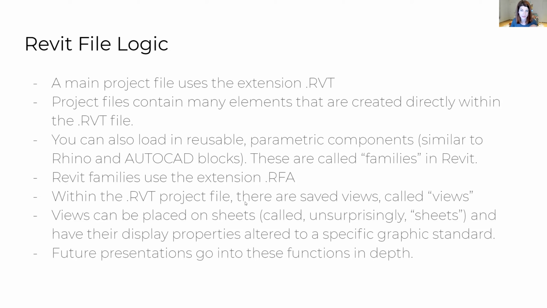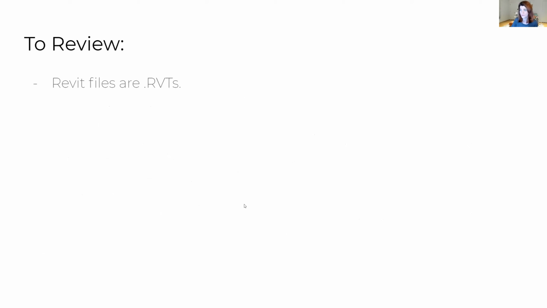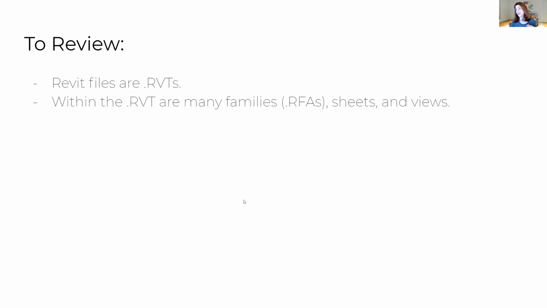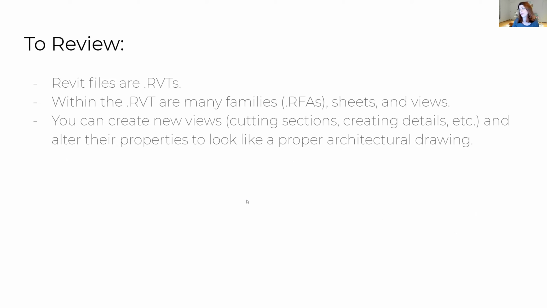So I will go into these functions more later. But just to review before we get started, Revit files are RVTs. Within the Revit RVT file, there are many families called RFAs. There are sheets, there are views. You can create new views to make sections or details or plan details, and you can alter their properties to look like a proper architectural drawing.